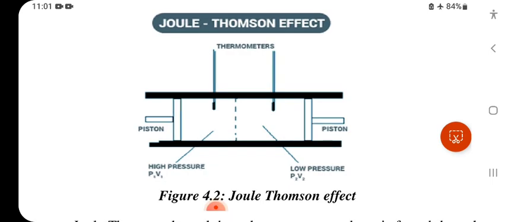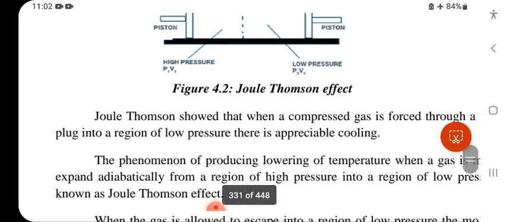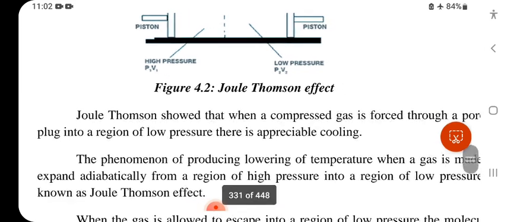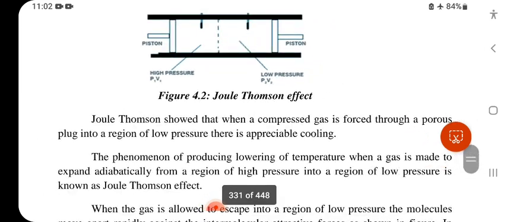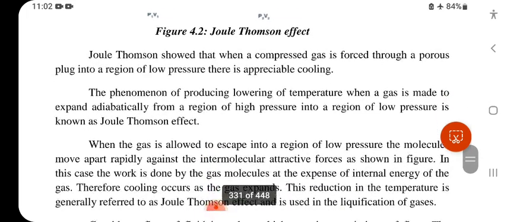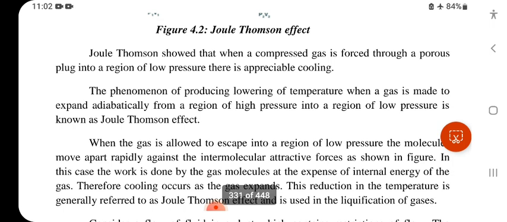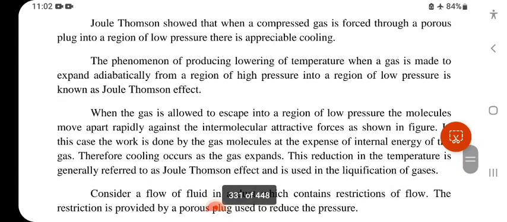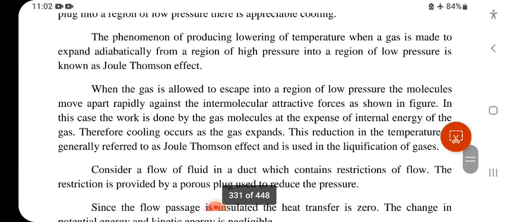Joule-Thomson showed that when a compressed gas is forced through a porous plug into a region of low pressure, there is an appreciable cooling. The phenomenon of producing a lowering of temperature when the gas is made to expand adiabatically from a region of high pressure into a region of low pressure is known as the Joule-Thomson effect. When the gas is allowed to escape into a region of low pressure, the molecules move apart rapidly against the intermolecular attractive forces, as shown in the figure.